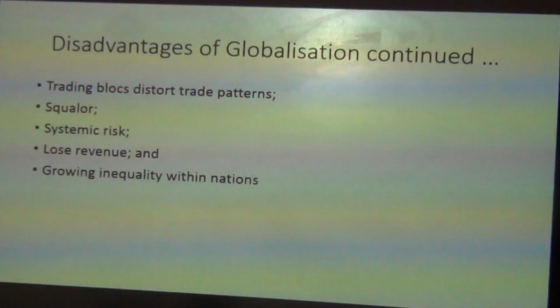These economies will also lose revenue because they remove a tariff, and oftentimes a tariff is their only guaranteed source of revenue, so they're sort of shooting themselves in the foot in that respect. And then a final point, the growing inequality within nations. Lots of people would say globalization has reduced inequality globally between nations, but within nations it's actually getting worse.